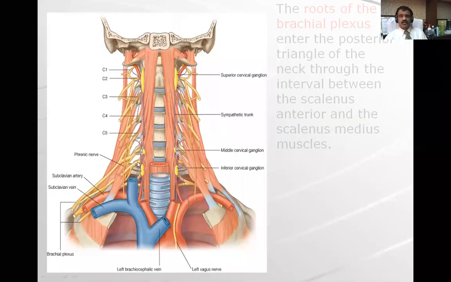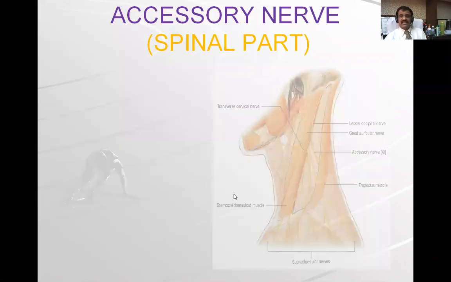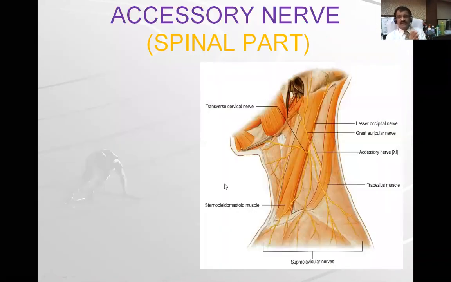Here you can see the roots of the brachial plexus which enter the posterior triangle of the neck through the interval between the scalenus anterior and scalenus medius. So between the scalenus anterior and scalenus medius, these roots of the brachial plexus are present, and those are seen here in this image. Accessory nerve, I told you it is in two parts, spinal part and cranial part. Cranial part goes towards the pharynx, oropharynx, so it is not seen here. But spinal part comes in the neck, so it is seen here.